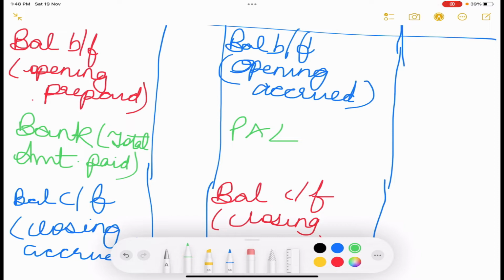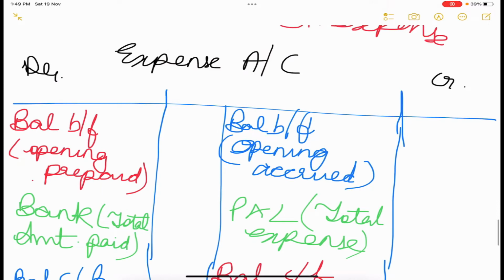This is basically our total expense. How much expense took place in this year? What is the difference between P&L and bank? Bank is basically how much amount went out, even if it belongs to this year or not. We don't care about that. Whatever went out of our business, we will write that. P&L, you remember the accrual basis, includes what expense actually belongs to this year. That's it. This is our expense account.